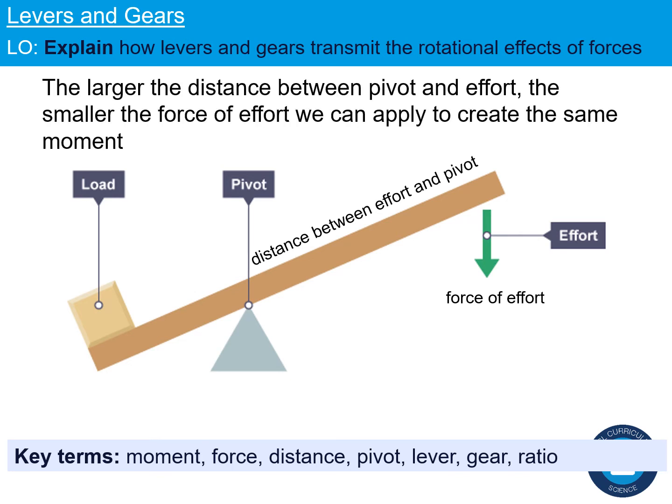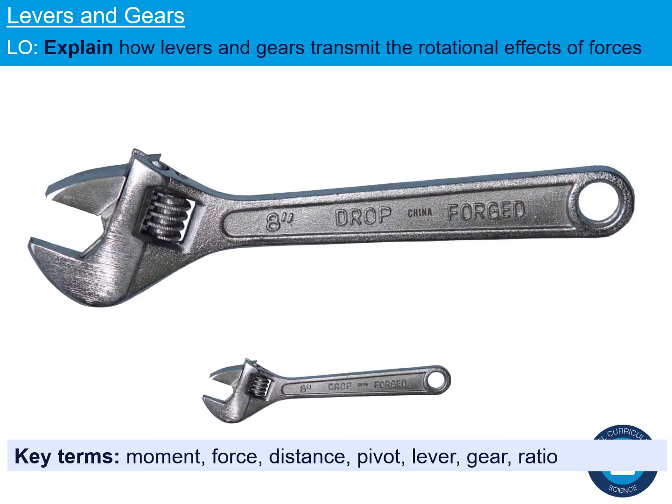The larger the distance between the pivot and the effort, the smaller the force of effort we can apply to create the same moment. This is why it is often easier to turn a nut with a long spanner than a short spanner, because the longer spanner will have a longer distance between the pivot and where the effort is applied, creating a larger moment.